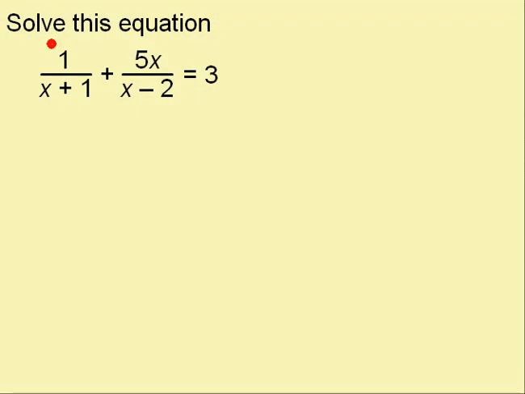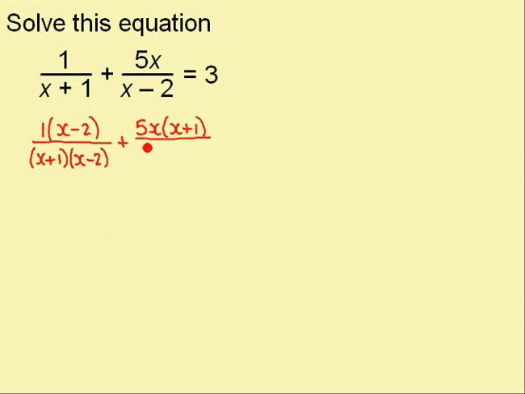For this question, I tackle it in the same way. I want a single denominator over here, so that's going to be (x + 1)(x - 2). So I'm going to multiply this by x - 2. So I've got 1(x - 2) over (x + 1)(x - 2). And I'm going to multiply this by x + 1. So I've got 5x(x + 1) over (x + 1)(x - 2).